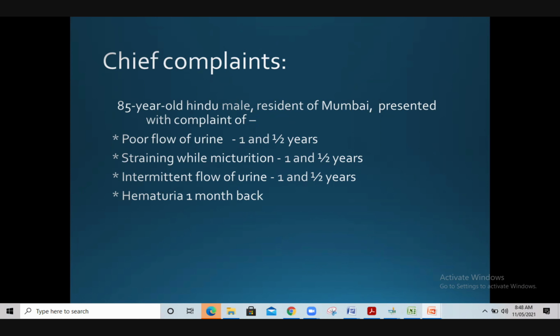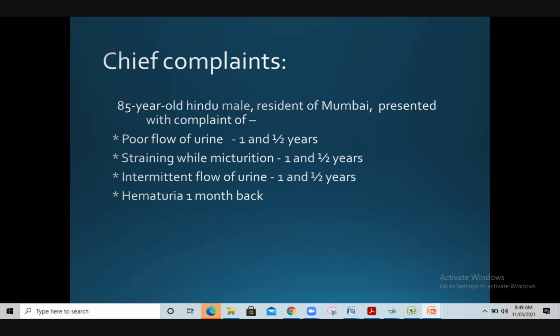So he has irritation symptoms, storage symptoms, voiding symptoms, and hematuria. Yes, ma'am. But predominantly he has voiding symptoms more than storage symptoms. Painless hematuria, just one episode, 1 month back. After that, as per history, he doesn't have any recurrent episodes, ma'am.